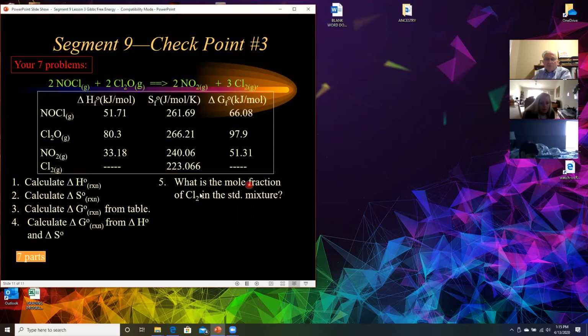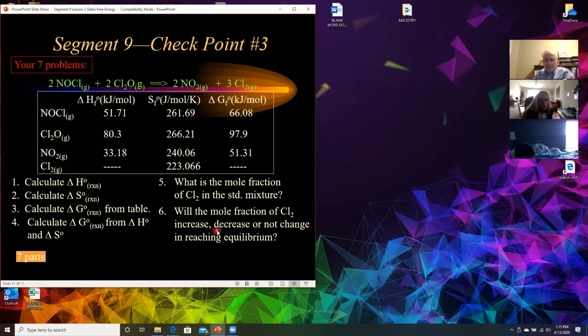And what's the mole fraction of Cl2 in the standard mixture? Now don't just jump on the bandwagon and say everything I've seen has been 0.333. This one's not going to be 0.333. Will the mole fraction of Cl2 increase, decrease, or not change in reaching equilibrium from this value? So I'll give you a hint. You need to look at the sign over here of delta G and delta H. And remember, if you want the mole fraction of this to increase, you're wanting it to go to the right. So you're wanting delta G to be negative.